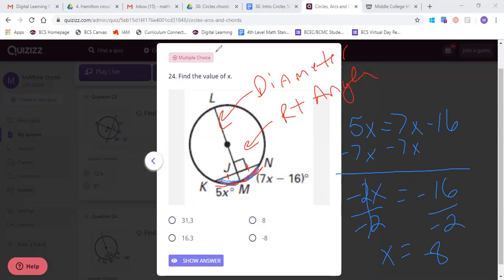And we could check that. We could just go ahead and say, well, what is 5 times 8? Well, that is 40. And then I can go, well, what is 7 times 8 minus 16? Right, so 7 times 8 is 56, minus 16 is 40. And we would be able to go ahead and click on the fact that it is 8.